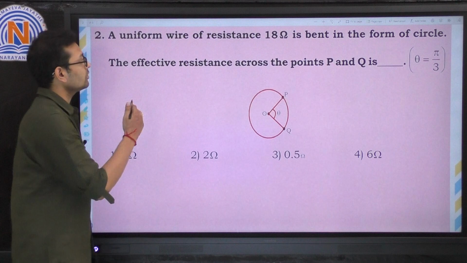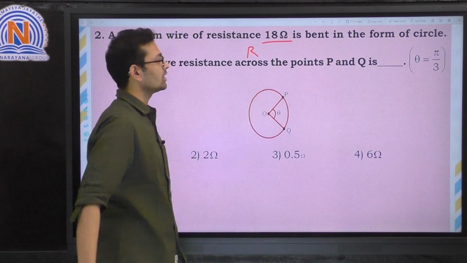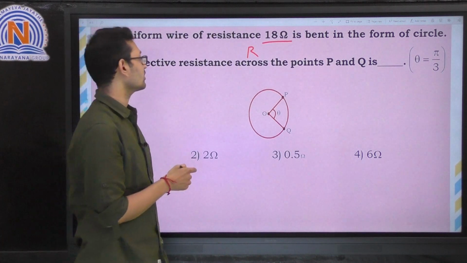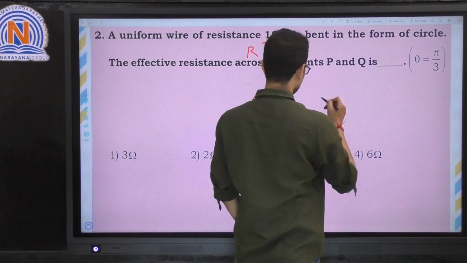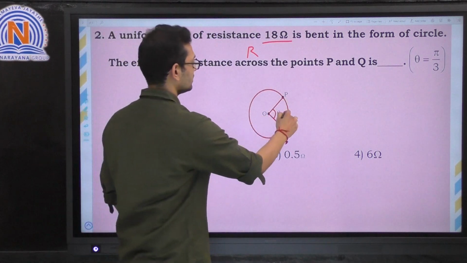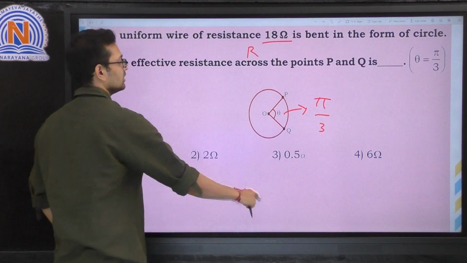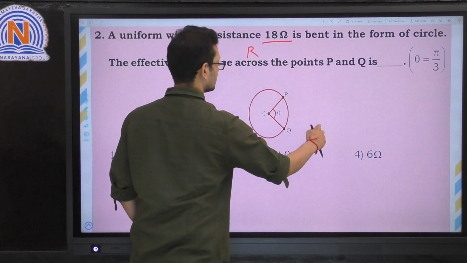A uniform wire of resistance 18 ohms, like R is equal to 18 ohms, is bent in the form of a circle. They want the effective resistance across the points P and Q. The angle which is given is pi by 3. So how do we solve this kind of problem?